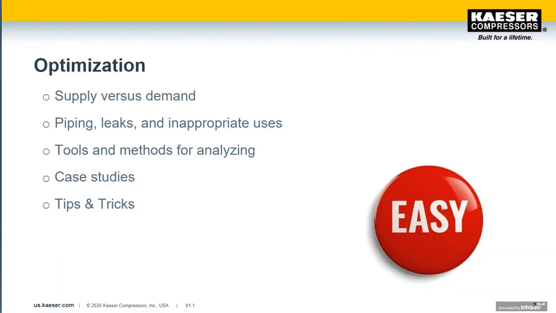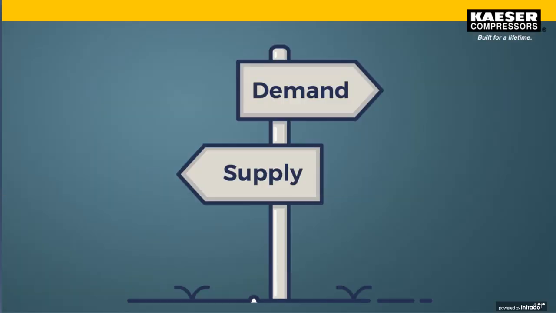So today, Neil and I will be talking about supply side versus demand side, piping, leaks, and some inappropriate uses, some tools and methods for analyzing. We have a few case studies, and as usual, some tips and tricks on the way. Why is there even a separation between supply and demand? Are there really just supply side or demand side audits being done out there?